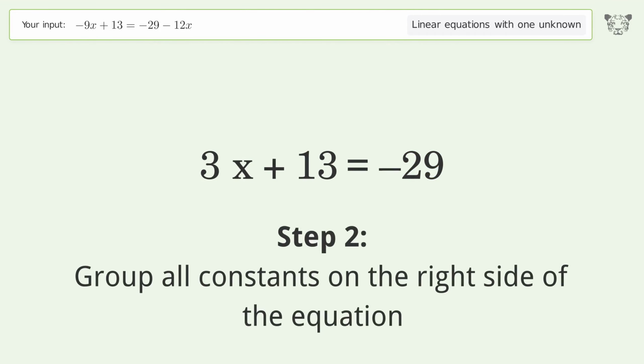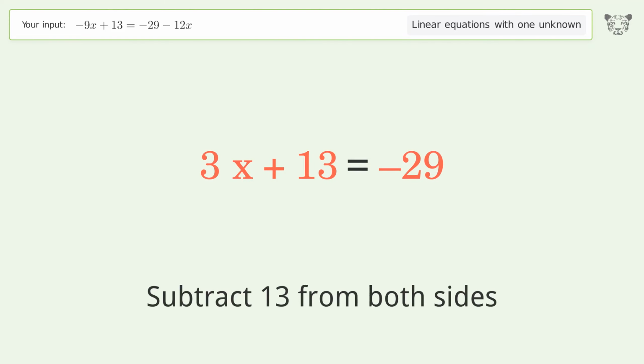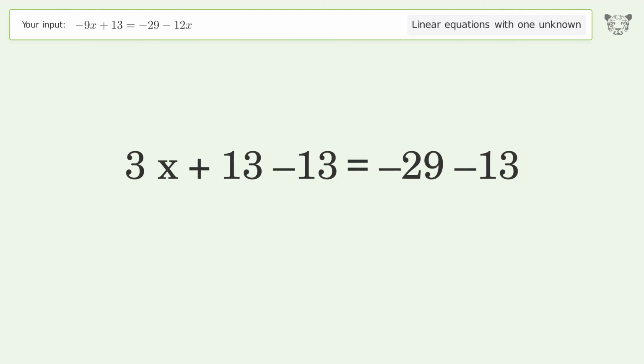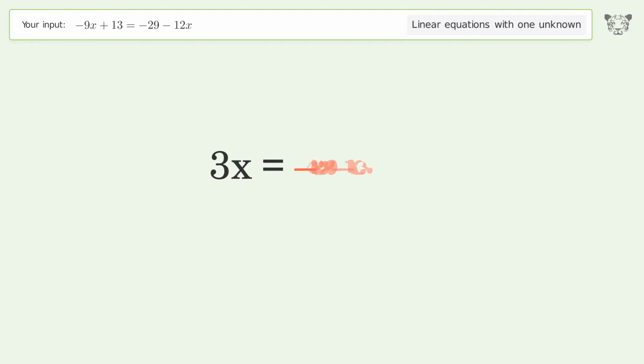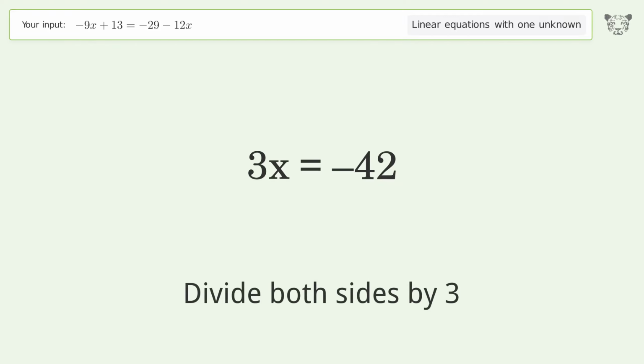Group all constants on the right side of the equation. Subtract 13 from both sides. Simplify the arithmetic. Isolate the x. Divide both sides by 3.